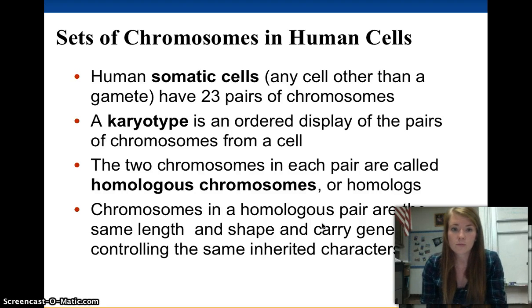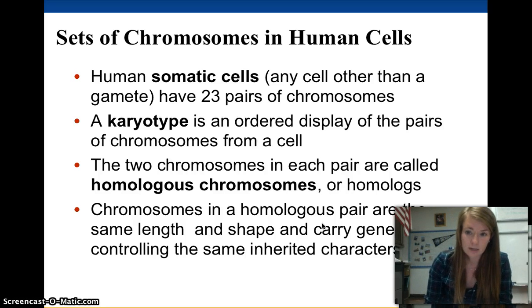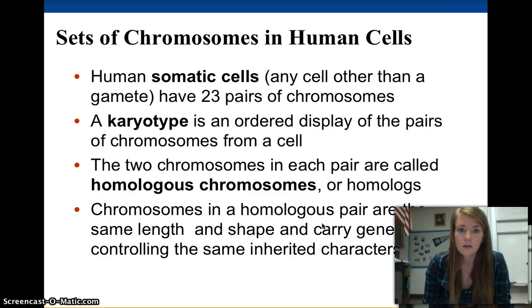Then there's 2 chromosomes in each pair, right? So I said there were 23 pairs of chromosomes, and there's 2 of them, and those are called homologous pairs. Remember that homo means the same. Homologous means basically the same. Homologous pairs have the same information as each other. So chromosomes in a homologous pair are the same length and shape and carry the same genes controlling the same inherited characteristics.